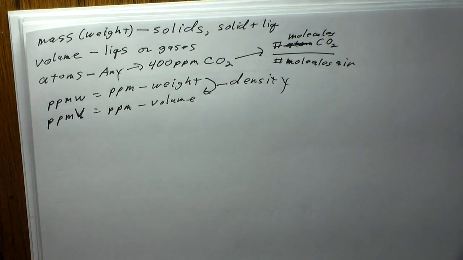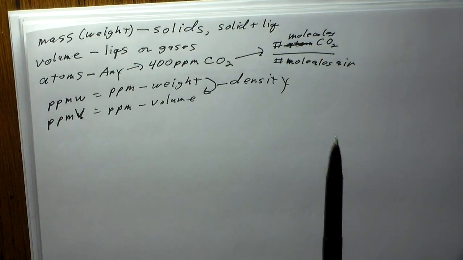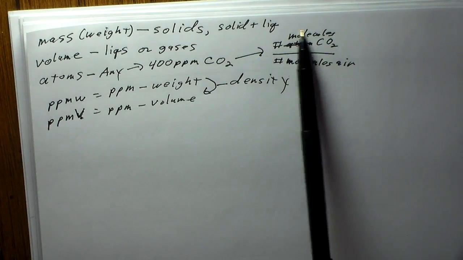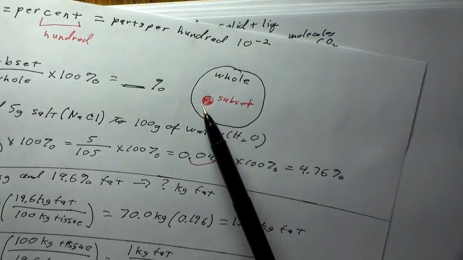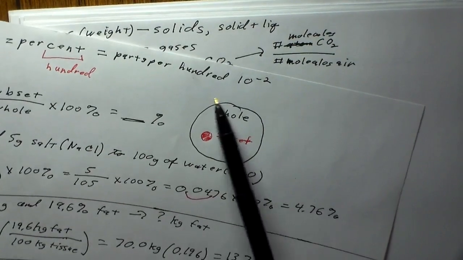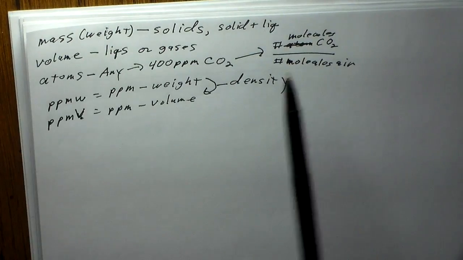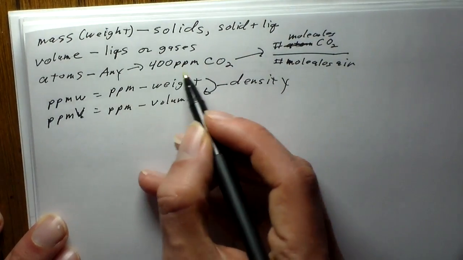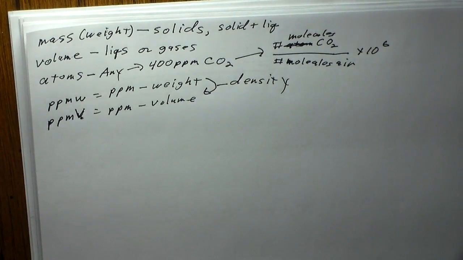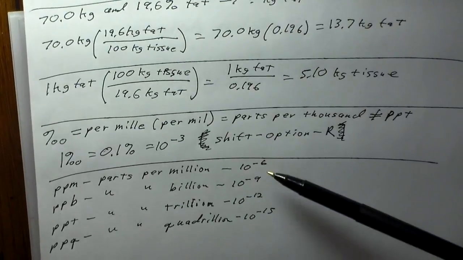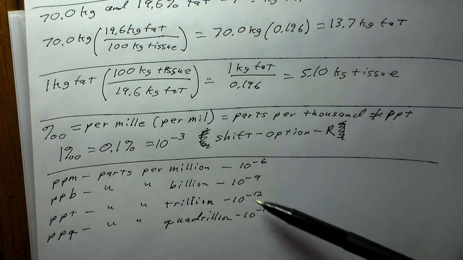And here the air includes oxygen, nitrogen, carbon dioxide, water, any other little gases that you may have in there. What we're talking about is the number of molecules of CO2, which is our subset, and then the whole thing is the number of molecules of air. Since this is in parts per million, we multiply that by 10 to the sixth to convert this into parts per million.